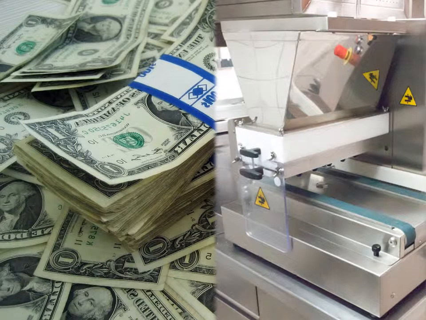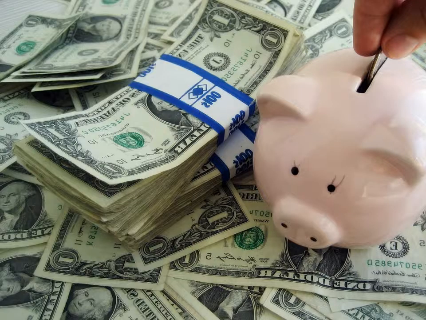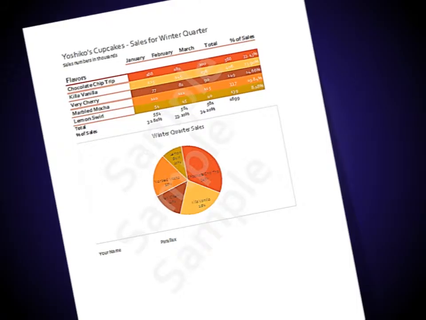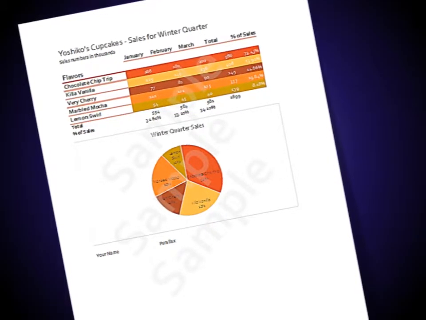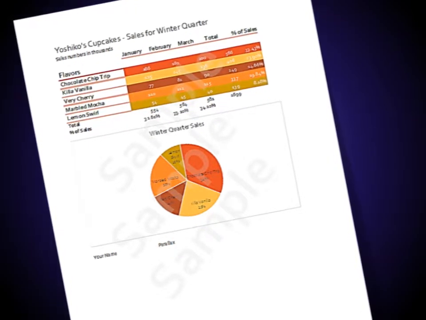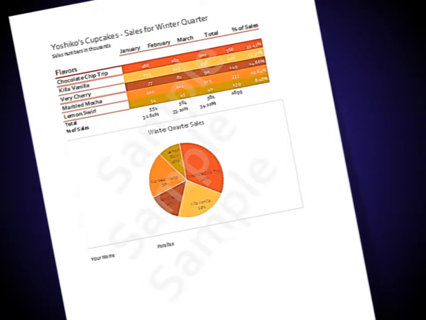So she set up a meeting with a loan officer at her bank to ask for a small business loan. She wants to come prepared with a spreadsheet to display the sales, the percentages of sales, and a pie chart. You can follow the steps in this video to create that worksheet.